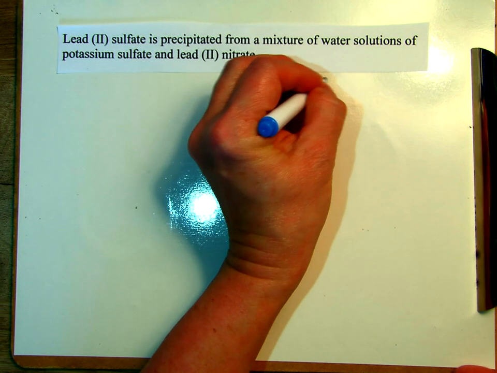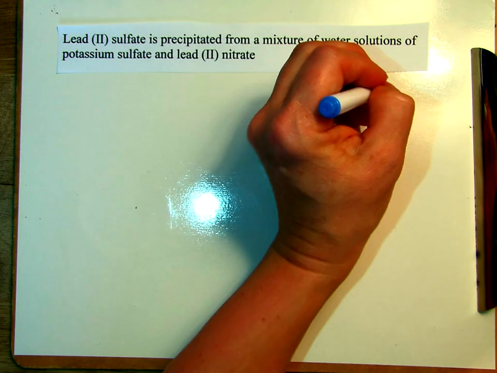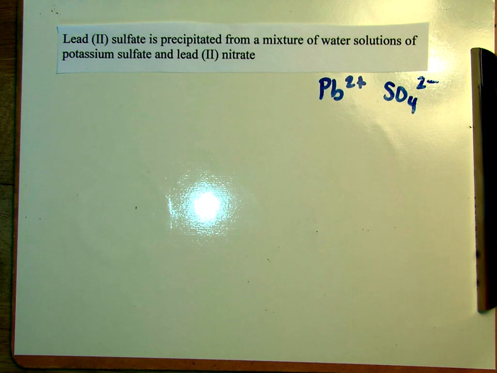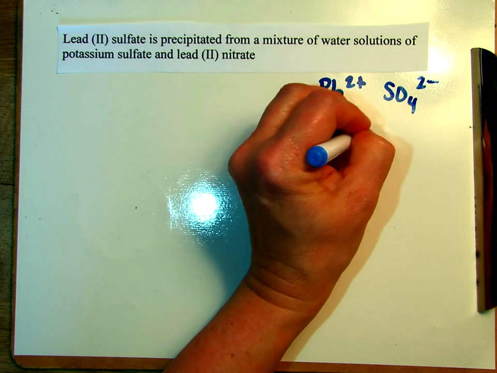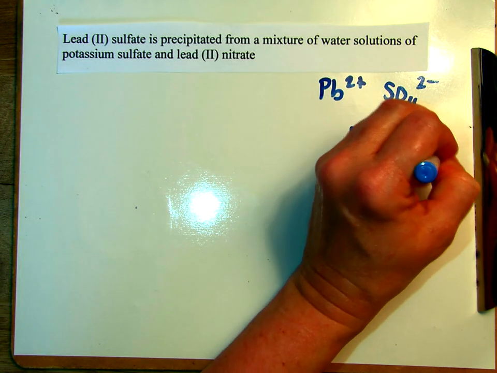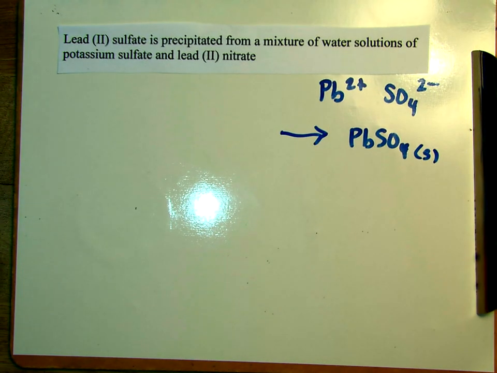And in the problem, they're saying lead 2, so it's going to be Pb plus 2. Sulfate, we know because we memorized our ions, is SO4 2 minus. So the formula for lead sulfate is PbSO4. Okay, and it's saying it's precipitated from. Precipitated means that you start to see a powder crystallize at the bottom of the solution. So that's a solid. So that's our product. And it's coming from a mixture of water solutions of potassium sulfate and lead nitrate. Water solutions just means it's dissolved in water, or aqueous.